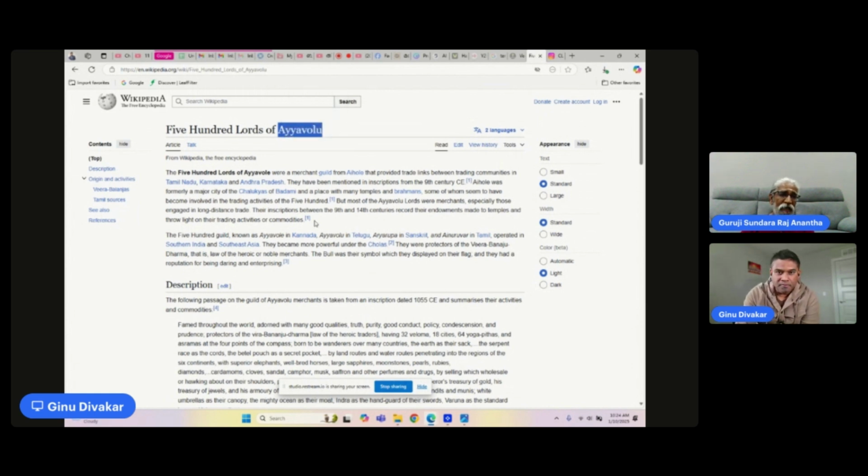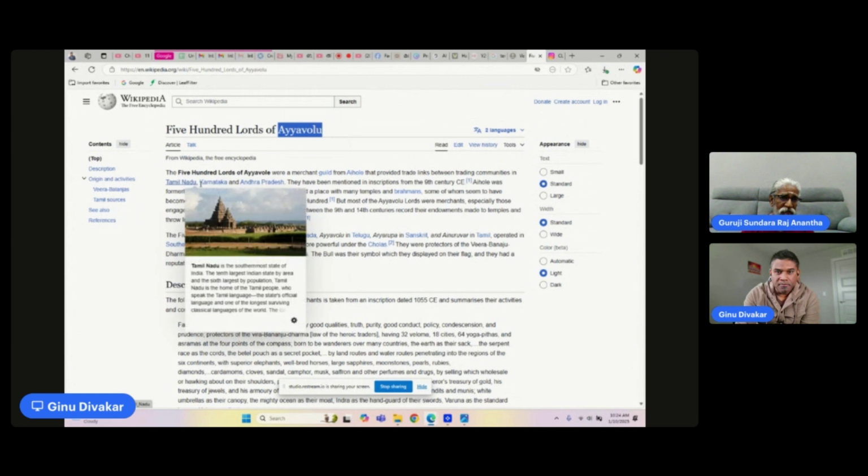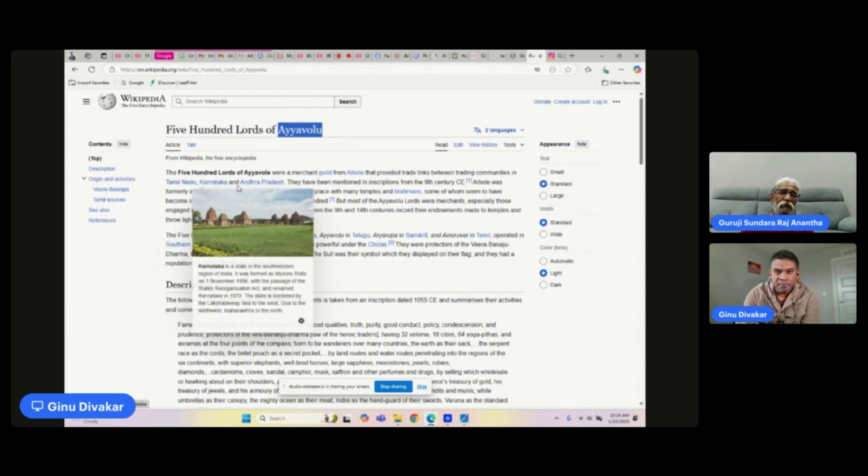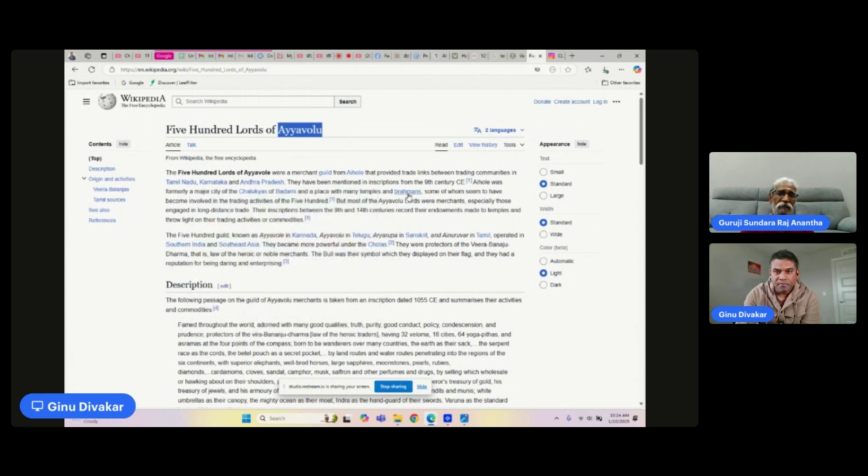Aya is equal to Arya, honorable sir. Aya in Kannada and Tamil is equivalent to Arya, meaning the noble person. They were given a higher status for what they did.